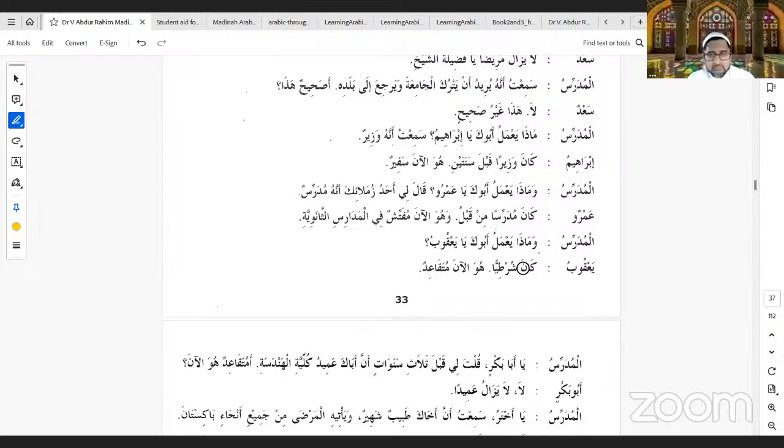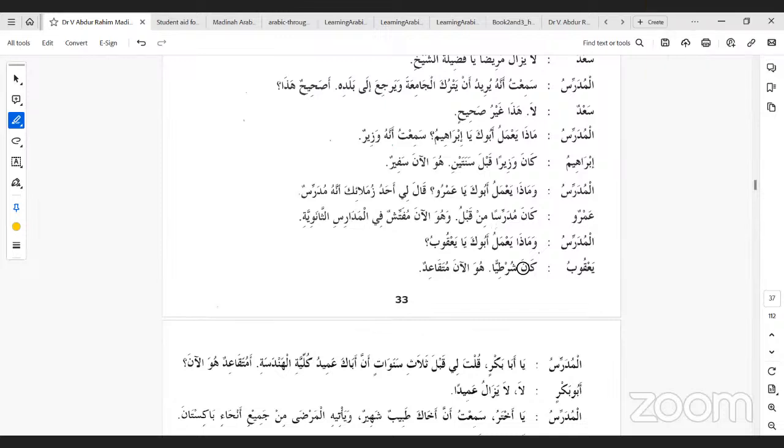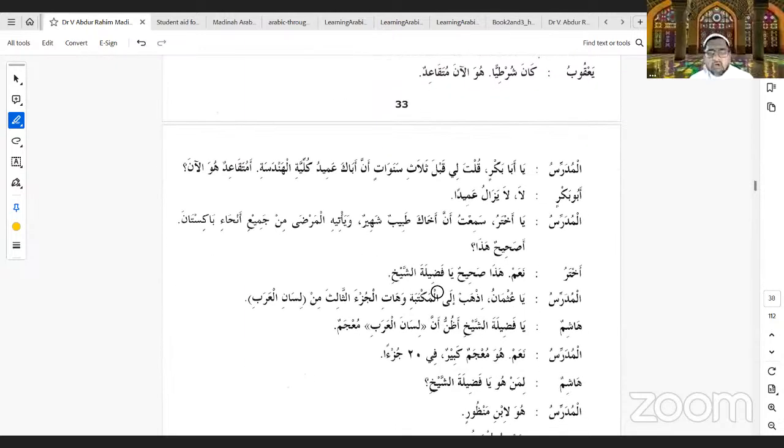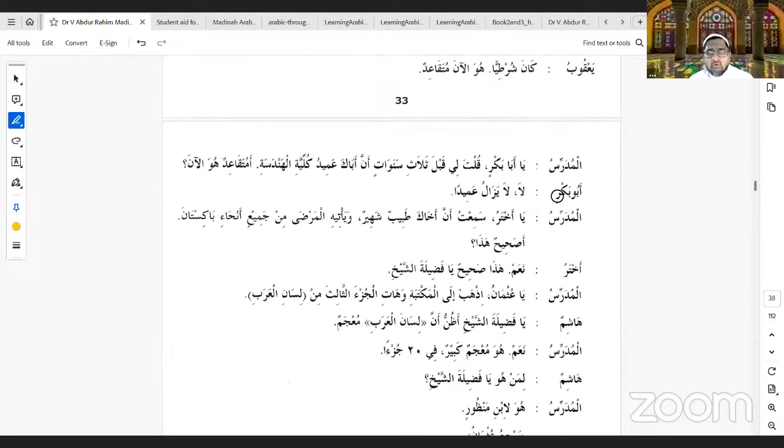Yep. وماذا يعمل أبوك يا يعقوب؟ And what is your father doing, O Yaqub? كان شرطيا. هو الآن متقاعد. He was a policeman and now he is retired. Right. Excellent. Doctor, can you take the role of the teacher and Abu Bakr, and vice versa, Sister Zabunisa?